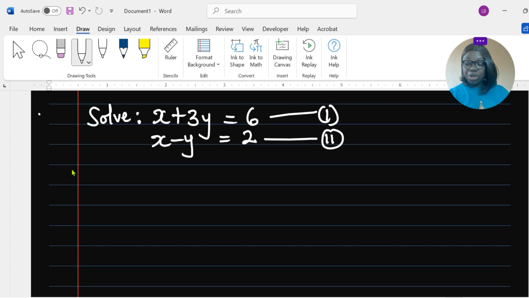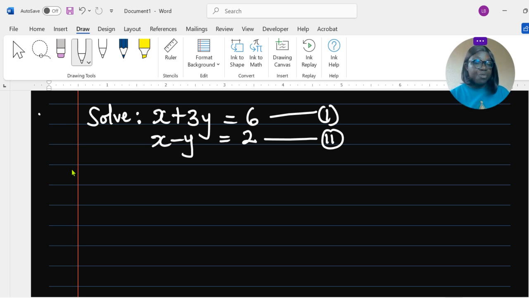In simultaneous equations, you have to number your equations. Now, when using the substitution method, you need to make one of the variables the subject of the formula to be able to derive an expression for one of the letters. When I mean variables, I mean the letters that you're seeing in the equations. x is a variable, y is a variable. I hope you understand that.